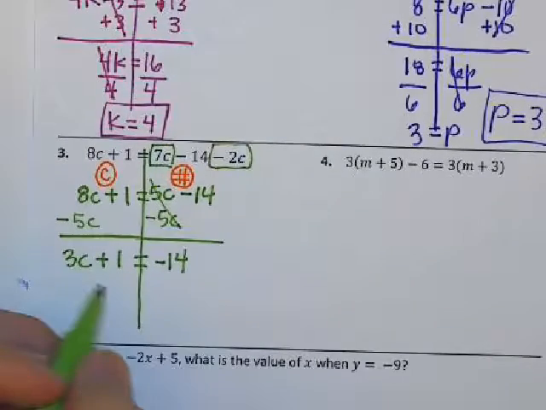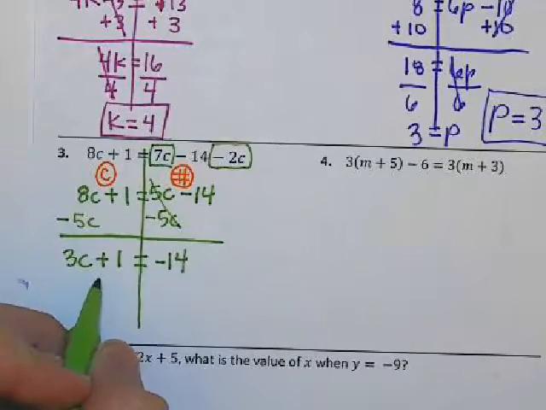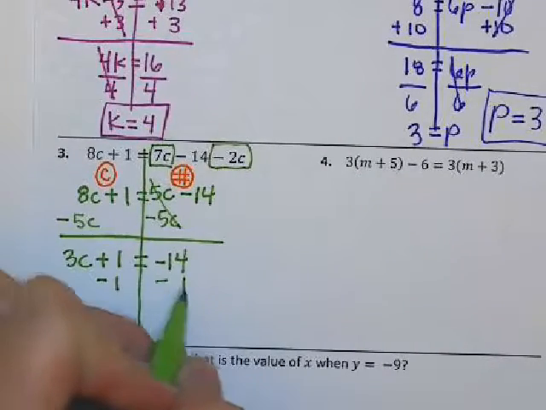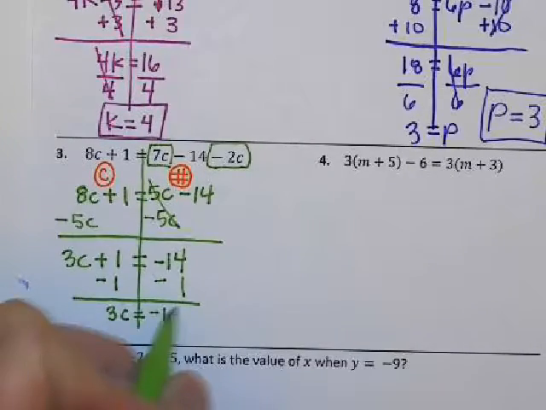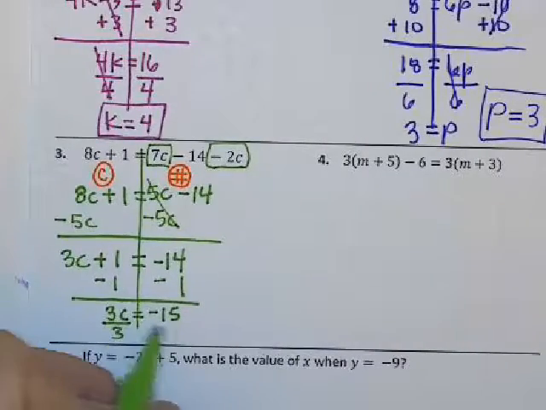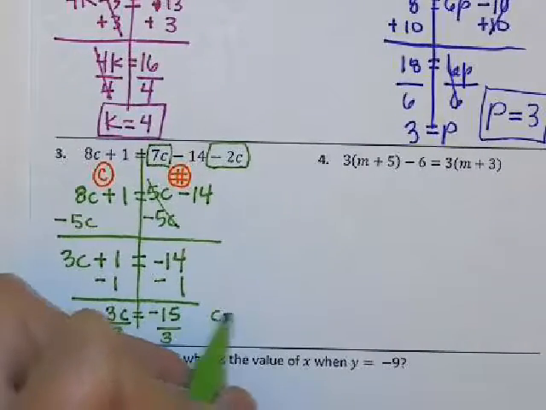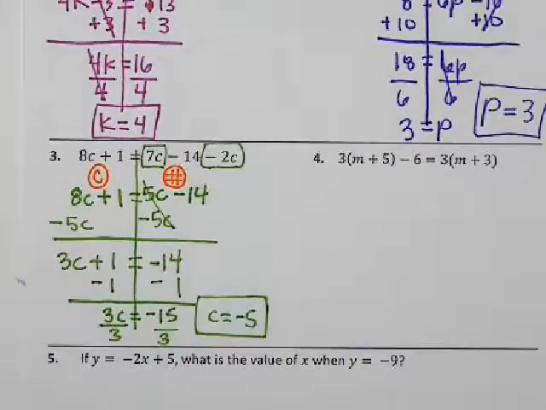Find your variable. What's being added or subtracted? A 1. So I need to subtract a 1. Do the opposite. 3c equals negative 15. Divide by 3. c equals negative 5. Negative 5.